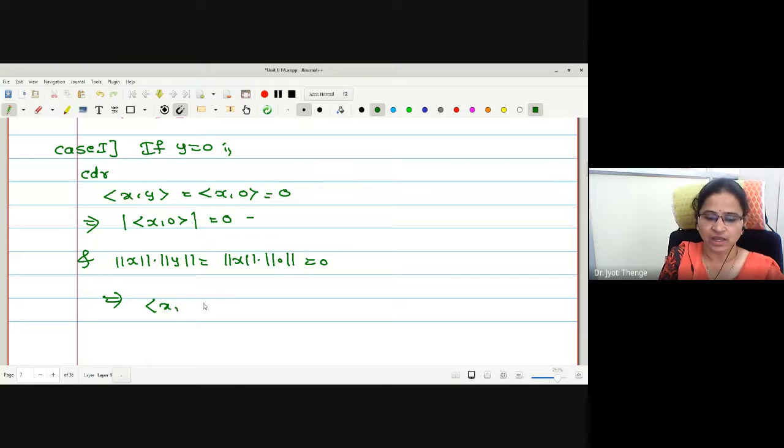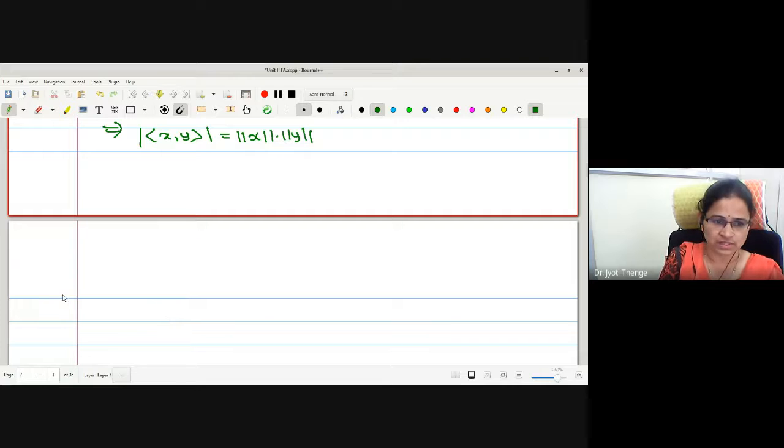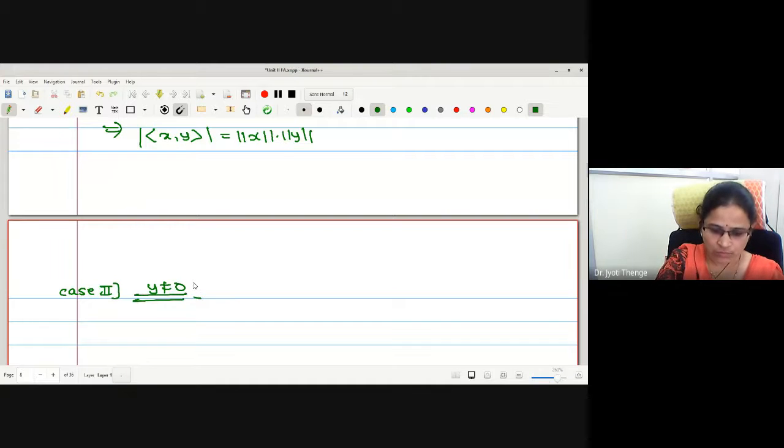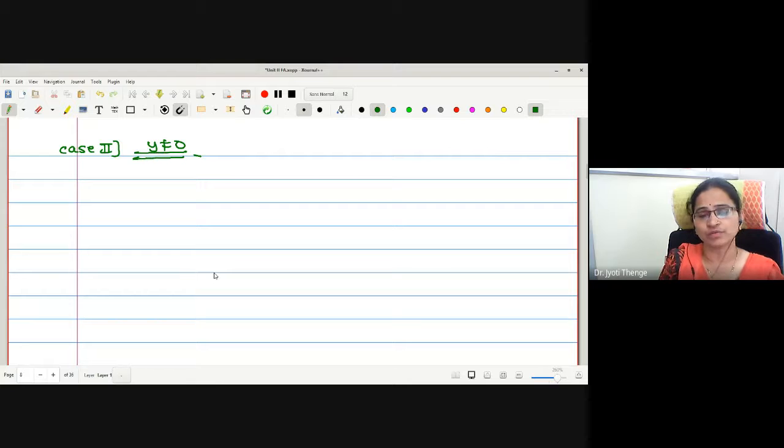Therefore, we can write modulus inner product xy, equality holds, no? Therefore, may I say this is equality, norm x into norm y, for which case? y equals to 0. Right now? Therefore, the result is true in this case. Therefore, let me go for the second case of y not equals to 0. Right. Now, to show the result is true for y not equals to 0, that is modulus of inner product xy is less equal by norm x into norm y.